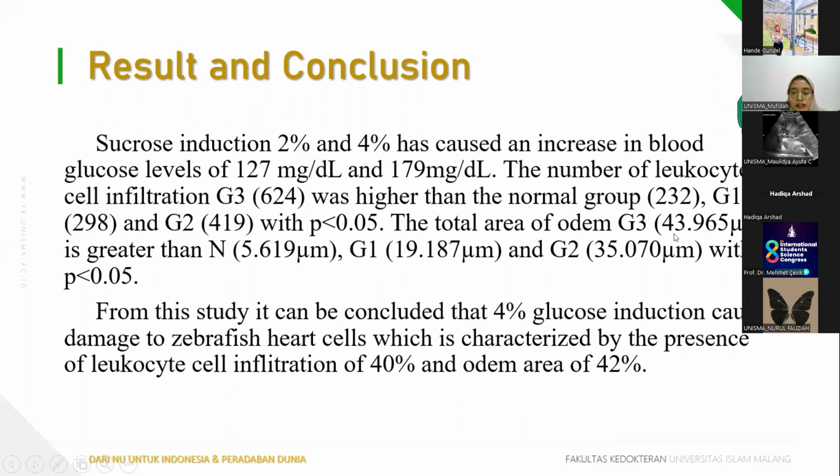The total area of edema in G3 is 43,965 micrometers, which is greater than the normal 5,690 micrometers, G1 90,187 micrometers, and G2 35,070 micrometers, with P less than 0.05. From this study, it can be concluded that 4% sucrose induction causes damage to zebrafish heart cells, which is characterized by the presence of leukocyte cell infiltration of 40% and edema area of 42%.